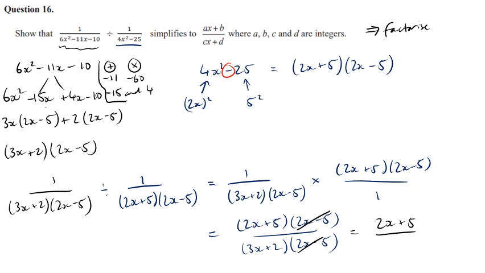And so we can simplify this to 2x plus 5 all over 3x plus 2. And just checking, it's in the form we asked for at the beginning, where a, b, c, and d are all integers, all whole numbers.